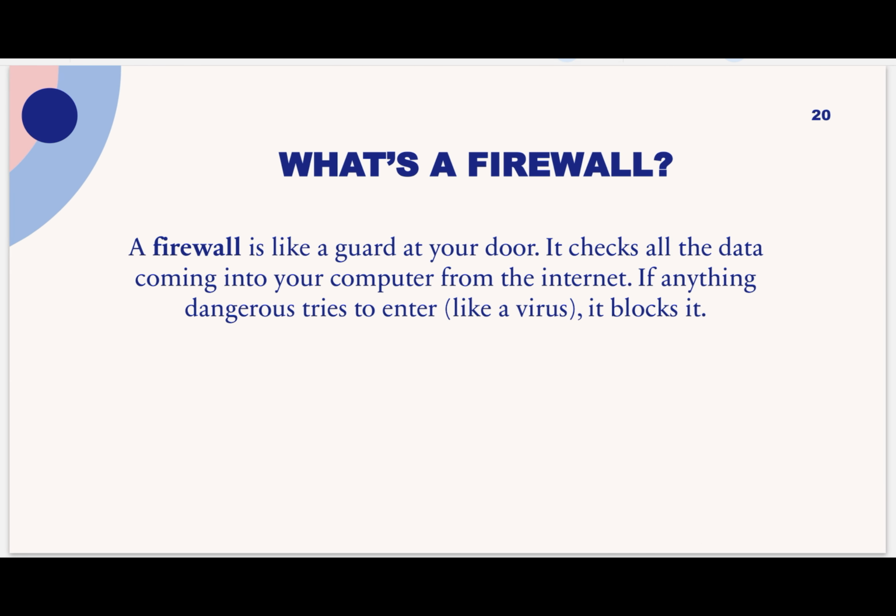What is a firewall? A firewall is like a guard at your door. It checks all the data coming into your computer from the internet. If anything dangerous tries to enter, like a virus, it blocks it. That's why it is called a firewall. A wall with the fire, we can say firewall, right?